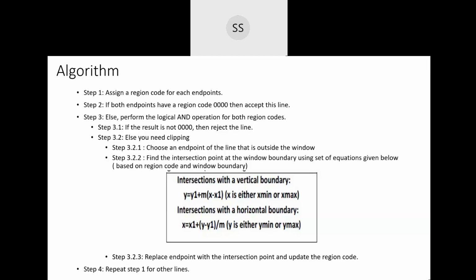Look into the example for line clipping. To learn about how to do line clipping, we had discussed in the last class, and today we are going to discuss how to do it. We'll take an example and we'll do it.